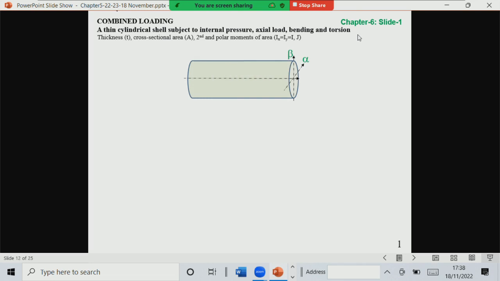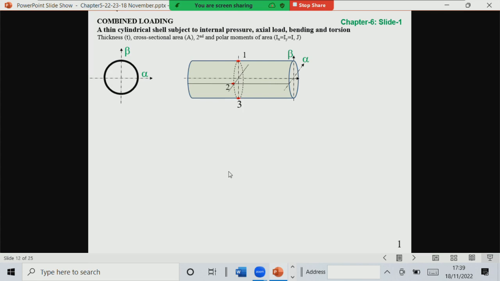We've got a thin walled cylinder, very similar to the one you did the experiment on. So it's a thin walled cylinder with a thickness of T, cross-sectional area A, second moments of area Ix and Iy, and the polar second moment of area J. Obviously, J is equal to Ix plus Iy. Here, I've attached an alpha, beta coordinate system to the cross-section of the tube. Obviously, based on the standards of drawing, it should be on the right-hand side. I put it for you on the left-hand side.